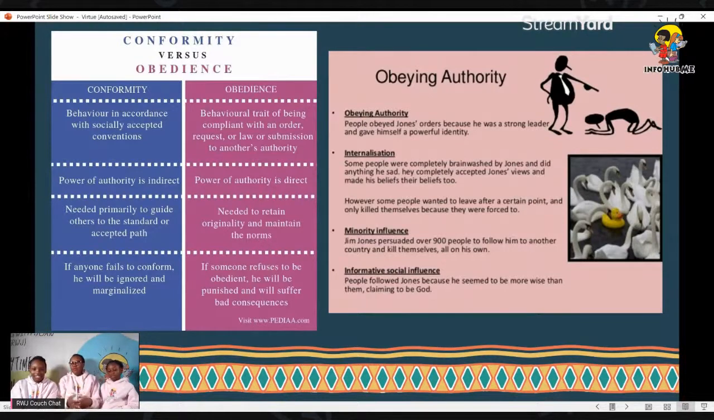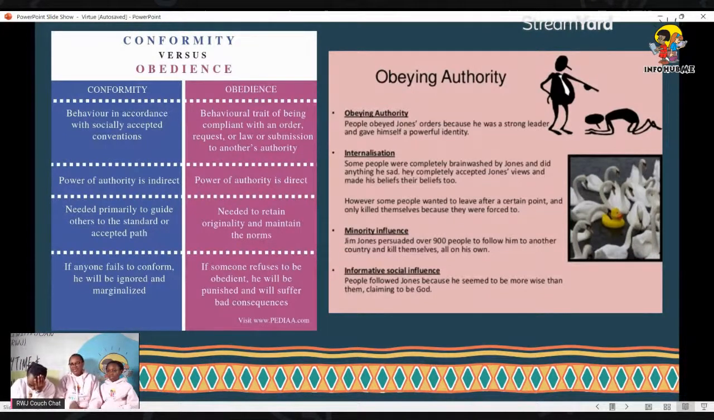However, some people wanted to leave at a certain point and were forced to kill themselves. So they are not conforming, and anybody that tries to leave is, like I said, given the consequence of punishment. The minority influence. So Jones now decided to persuade over 900 people following him to another country and kill themselves all in his own. So now everybody is following, even to the point of death.